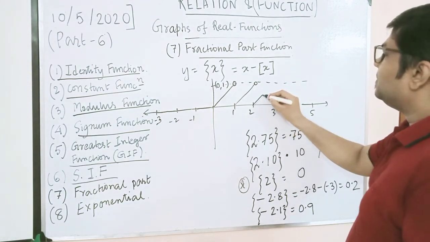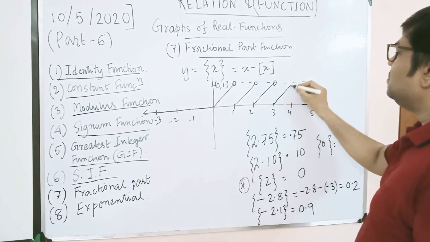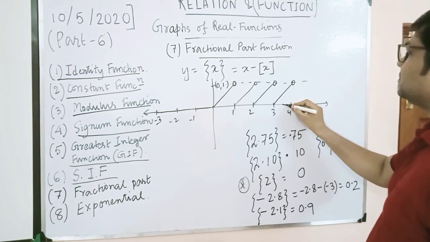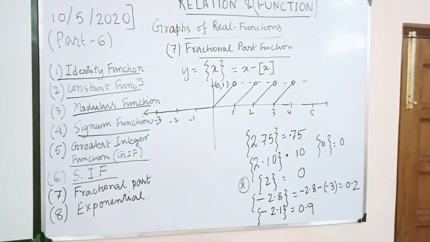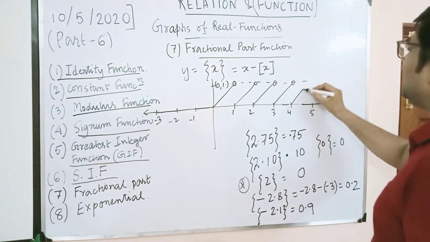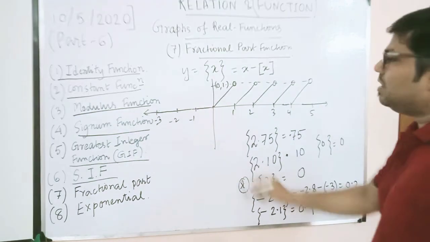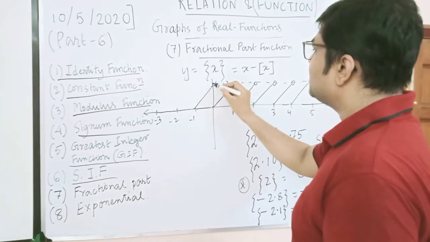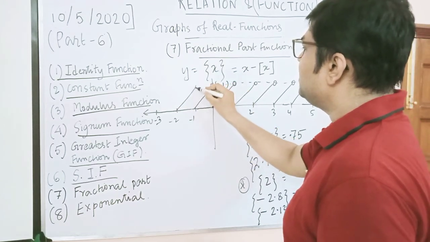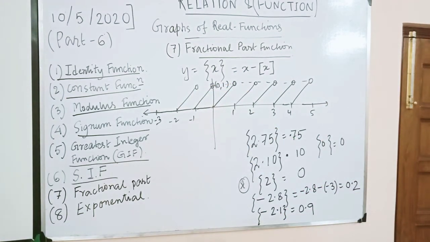So here whatever you do, you exclude the last point of it. Here also you start with minus 1, you exclude this point. Minus 2, exclude this minus 1 point. Like that it will look.